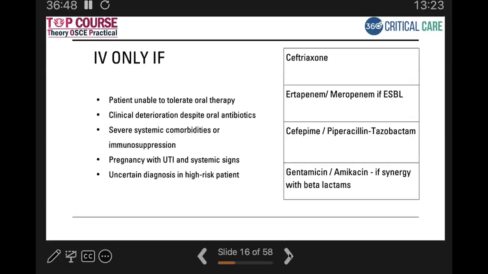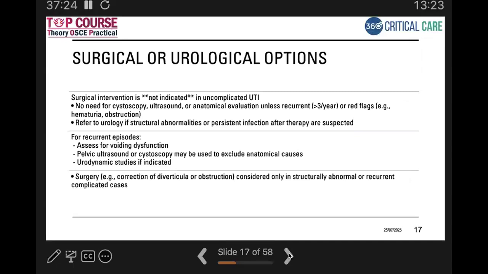You can also use cefepime as a carbapenem sparing agent. If it is not an ESBL, you can also try piperacillin-tazobactam. Gentamicin and amikacin only if synergy with the beta lactam is reported from the lab, then you start an aminoglycoside. If not, basic ceftriaxone. If ESBL, carbapenems. If you are using a carbapenem sparing approach, then cefepime. And only if synergy is reported, then you can start with gentamicin. If carbapenemase producing organisms are there, then you can switch to the newer antibiotics, which I will be discussing in the later slides.